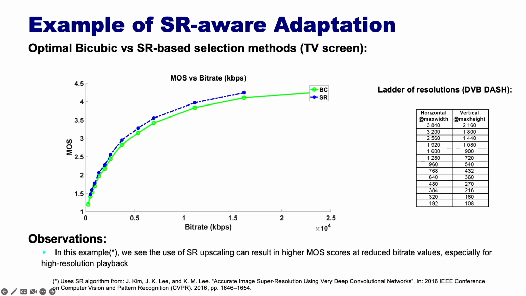And if we just look at the MOS versus bitrate curve, again, we see that super resolution definitely outperforms bicubic upscaling, even at lower resolutions and lower bitrate.